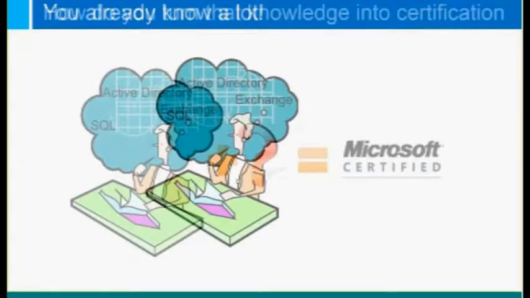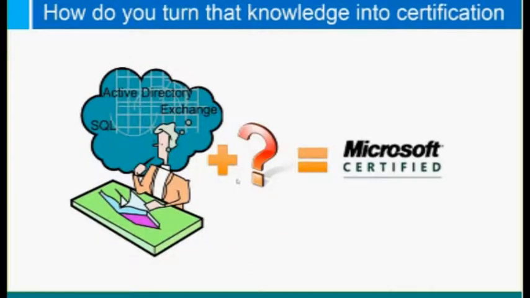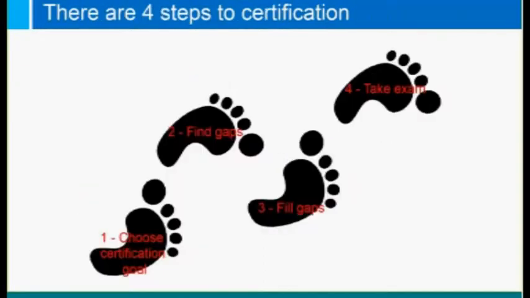So what I'm going to try and do today is help you understand how you take that knowledge and actually turn it into certification. There's basically 4 steps you want to follow. Number 1, figure out what certification you're going to go after. Number 2, find the gaps in your knowledge to get that certification. There's no point in restudying what you already know.